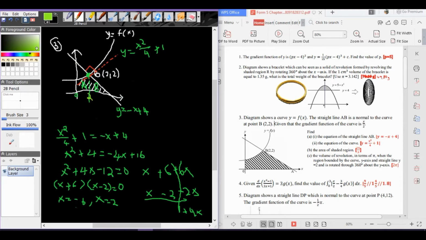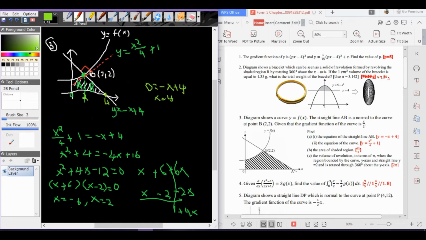And we have to find the value of this x-intercept of this straight line AB. So x-intercept is when y equals to 0. So when y equals to 0, 0 equals to negative x plus 4. So x equals to 4. Okay, this is 4. So the area of the shaded region will be A plus B.